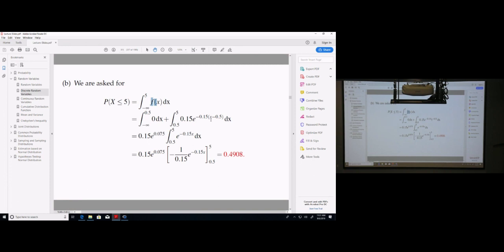All right. So you can have this, or another way, similar to what I did, is to move it by y equal to x minus 0.5. Then your integration would be from 0 to 4.5, and it might be easier to deal with. So it is really a matter of preference. It worked out to be almost 50%.